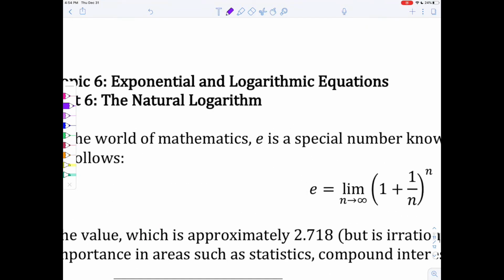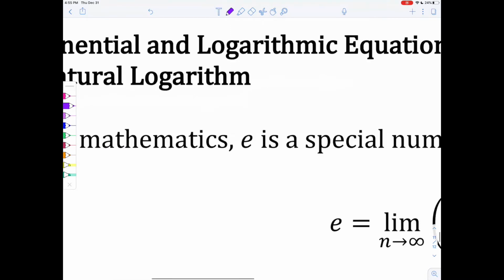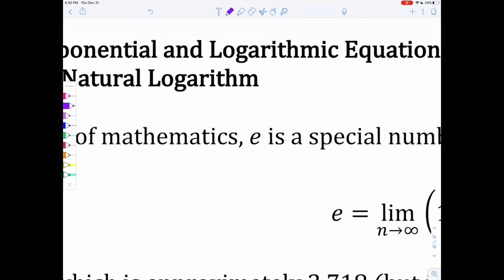Today, our final bit is with the natural logarithm. The natural logarithm, it's just like any other log, really. It's just got a really special base. So in the world of math, there's this number called e. E is a number. Who knew? And it's not 5, just because E is the fifth letter of the alphabet.